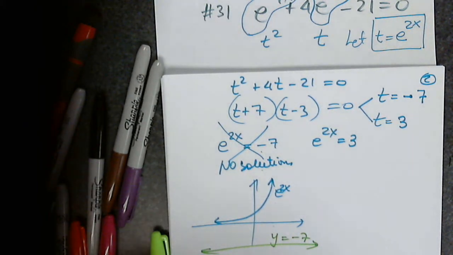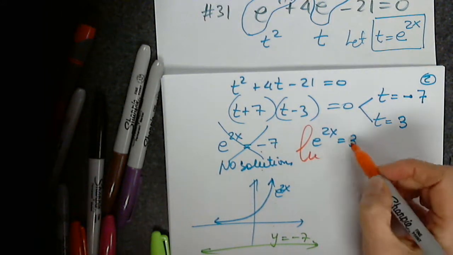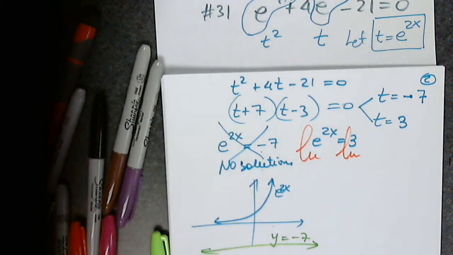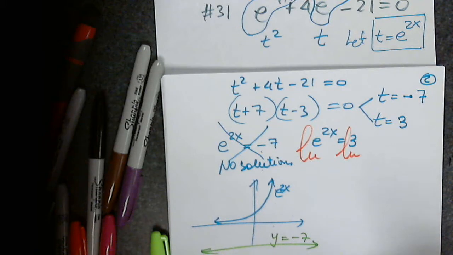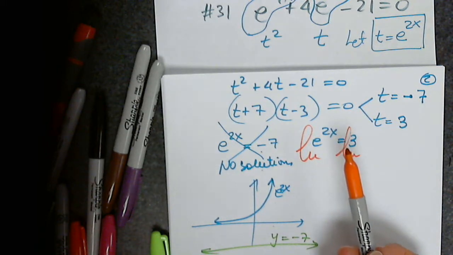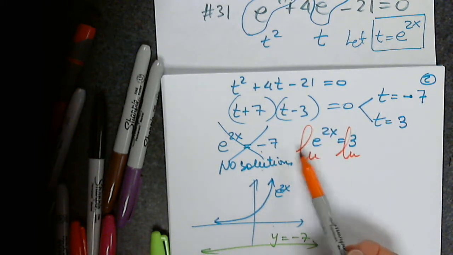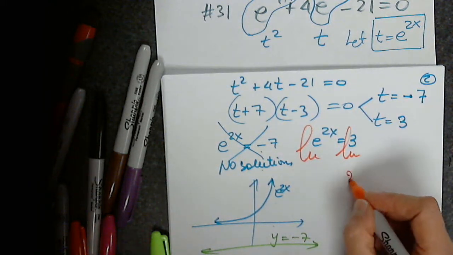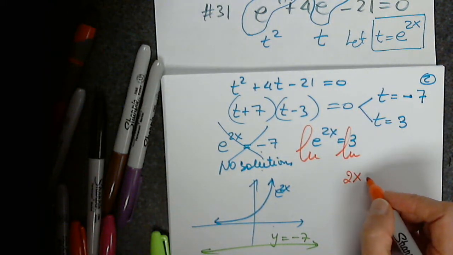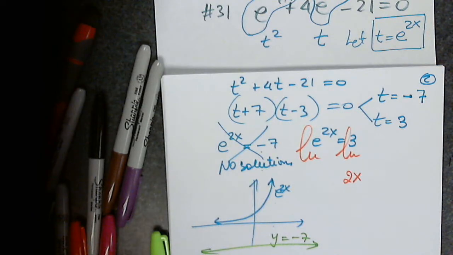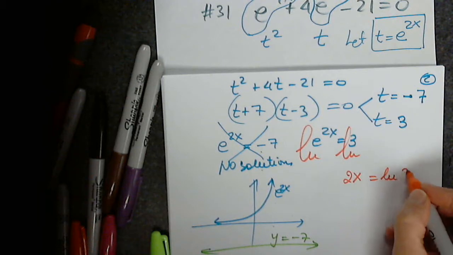What do I do? No, no. I apply natural log to both sides. Why natural log and not common log? It doesn't matter, but because it's e, it's better to apply natural log. Then a very important property of log allows me to do this. So 2x times natural log e. But how much is natural log of the base, in any base? 1. Excellent. So this is natural log 3.